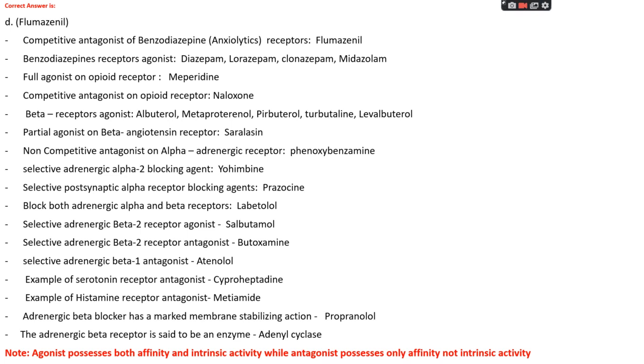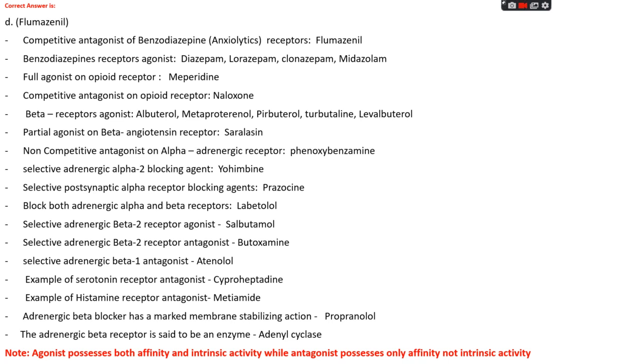A competitive antagonist is one whose effect can be removed by increasing the amount of the agonist, so the agonist can displace the antagonist from the receptor site. So these are the competitive antagonists.